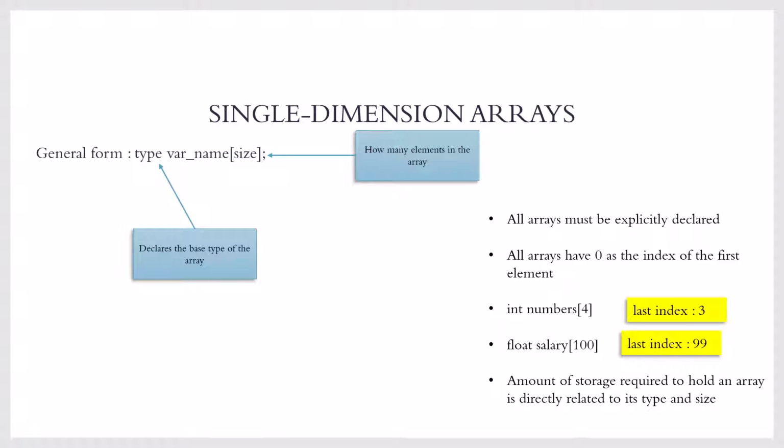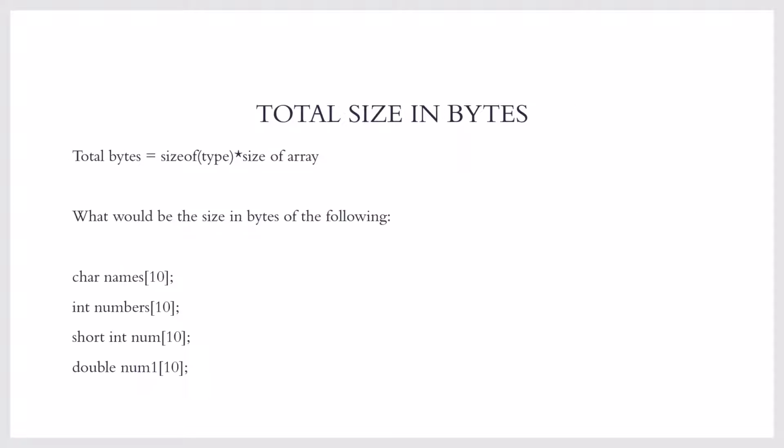The amount of storage required to hold an array is directly related to its type and size, and so we could use this formula. We have total bytes in the array equal to sizeof, and we're using the sizeof operator, the data type, that could be int, char, etc., multiplied by size of array or number of elements. Keeping that in mind, what would be the size in bytes of the following?